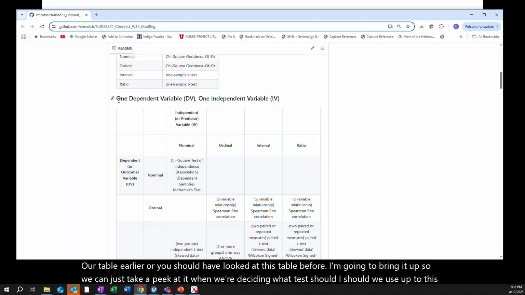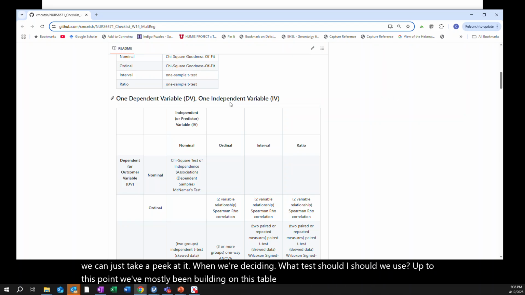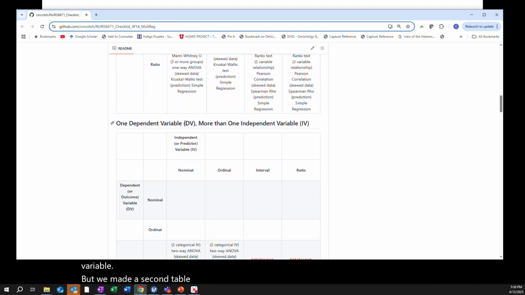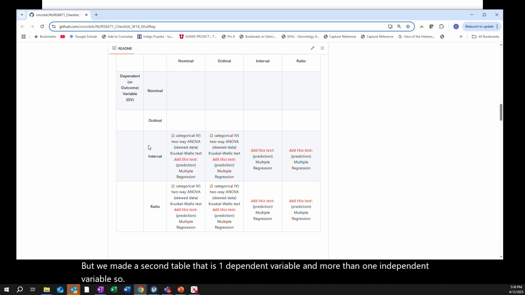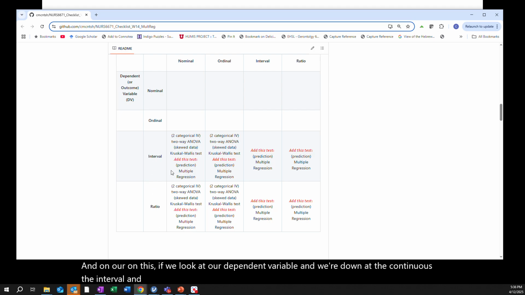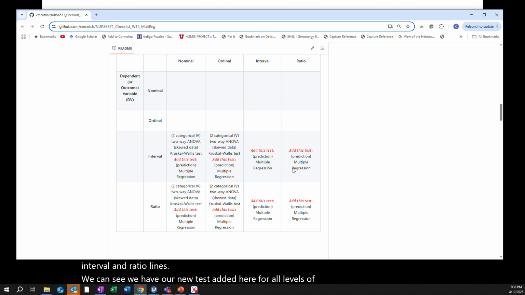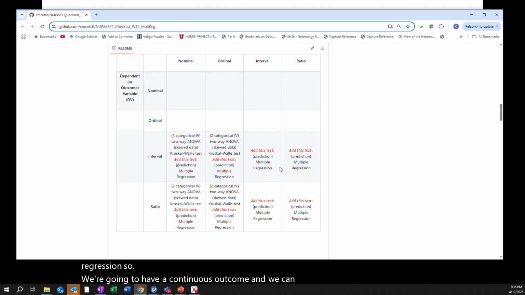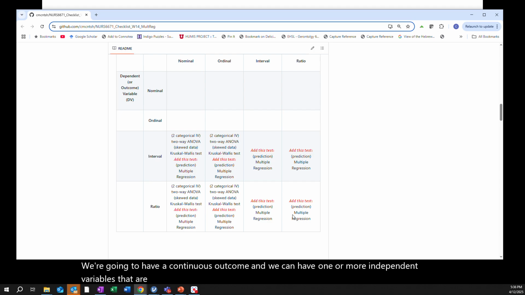Up to this point, we've mostly been building on this table, one dependent variable, one independent variable, but we made a second table that is one dependent variable and more than one independent variable. On this, if we look at our dependent variable and we're down at the continuous, the interval, and ratio lines, we can see we have our new test added here for all levels of measurement, multiple regression. So we're going to have a continuous outcome, and we can have one or more independent variables that are any of our levels of measurement, nominal, ordinal, interval, or ratio.